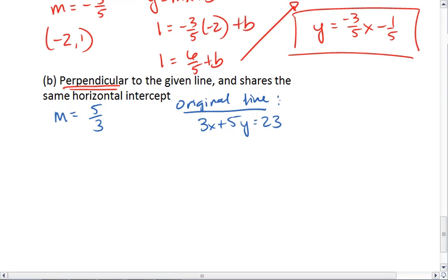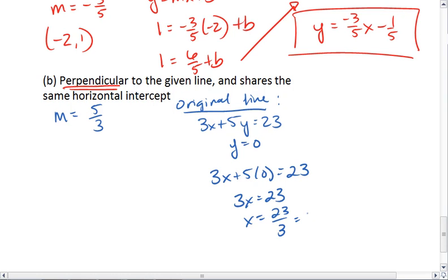Recall that the horizontal intercept, that's where we cross the x-axis, is the value of our input when our output is 0. So to find the horizontal intercept, we want to set y equal to 0. This means 3x plus 5 times 0 equals 23. 3x equals 23. x equals 23 over 3, or 7.6 repeating.